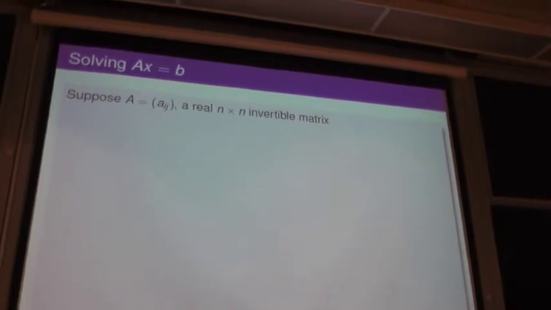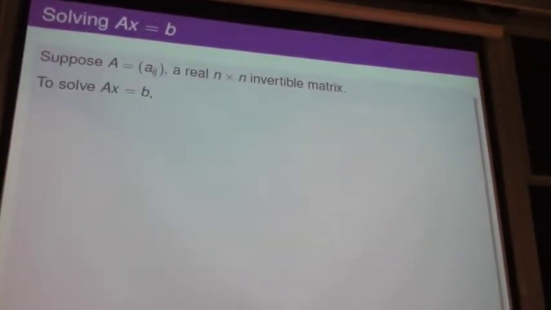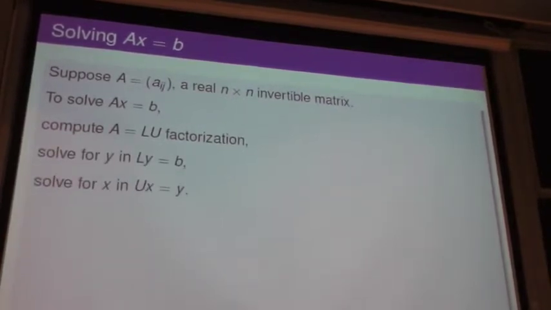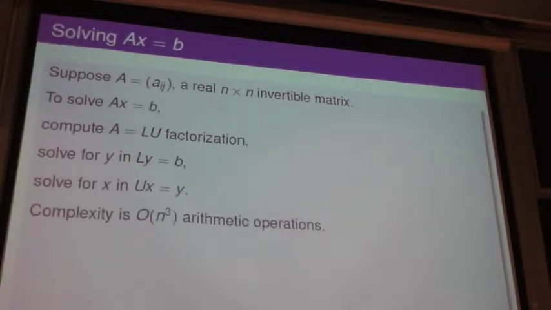So, of course, if you have a real n by n, let's say invertible, matrix, to solve it we do the LU factorization, and then forward and backward substitution. If, let's say, there is no permutation of the rows, we solve it, and the complexity is n-cubed arithmetic operations.